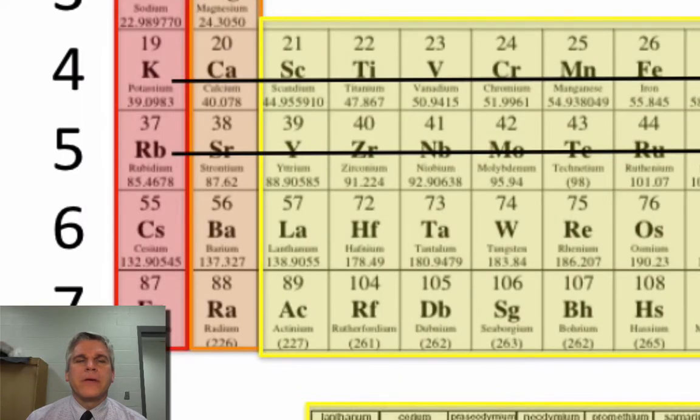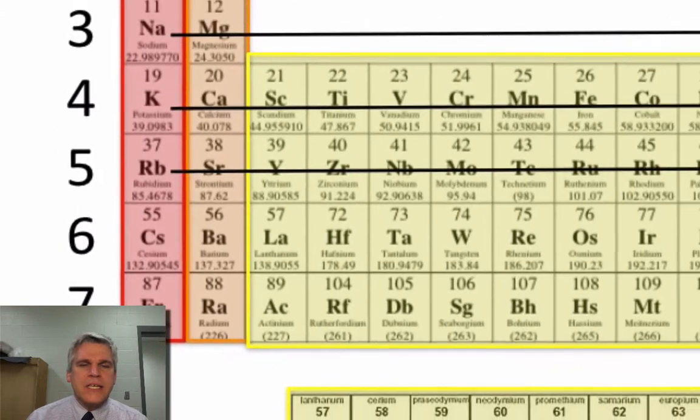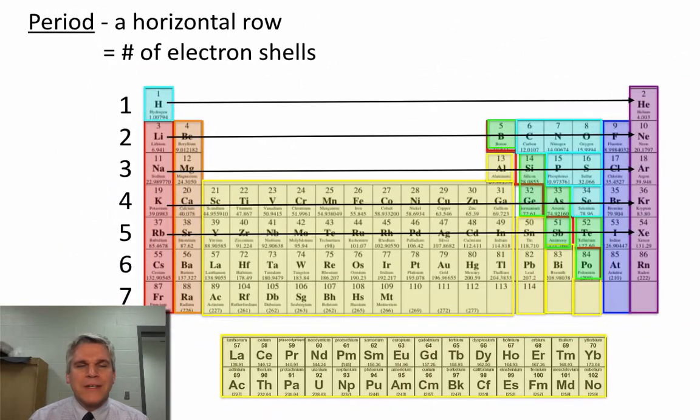Well, let's take a look at period 6. If you take a close look, and let's zoom in, it goes 55, 56, 57, 72. Oh, wait a minute here. What happened to 58 through 71? We see that there are 2 rows that have been brought down below the periodic table. And there we see 57, 58, and so on.